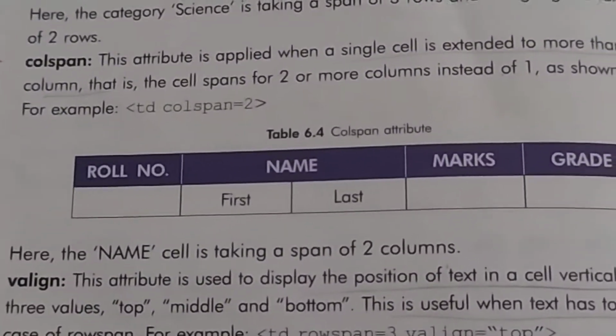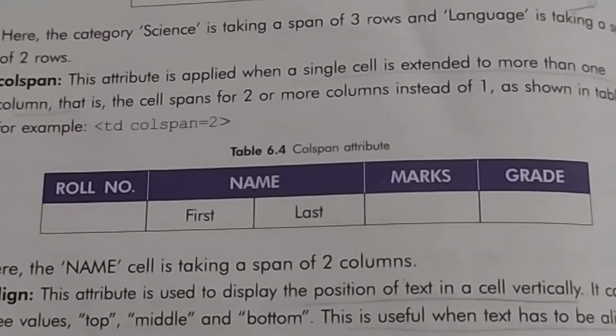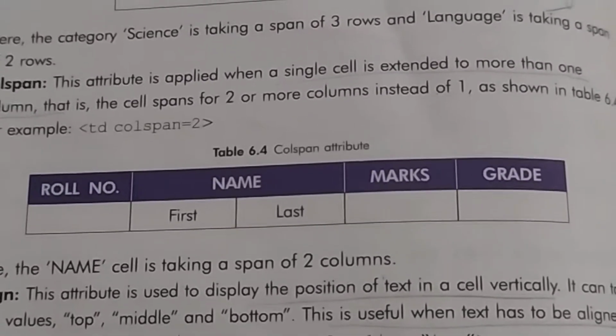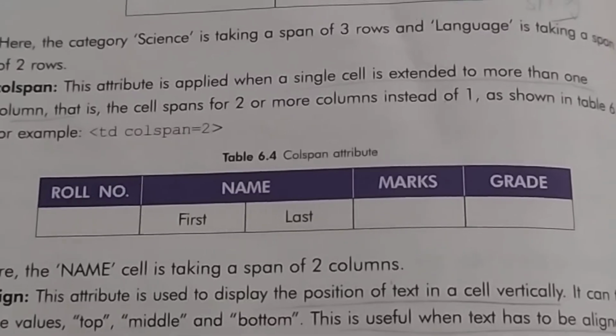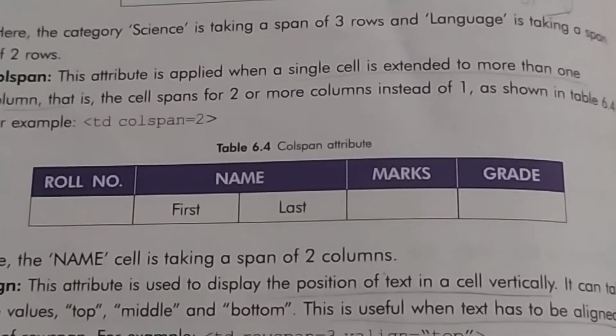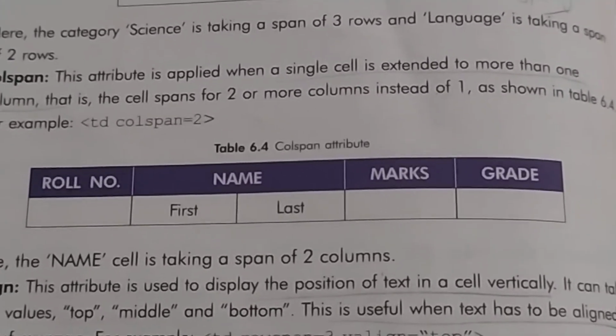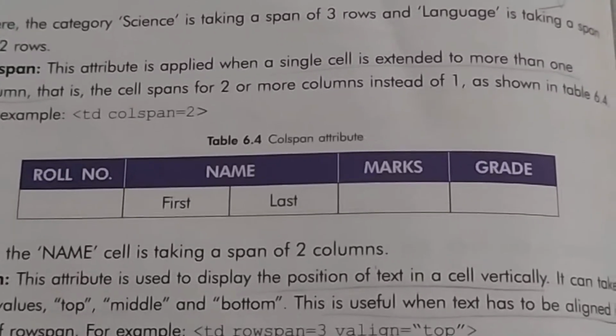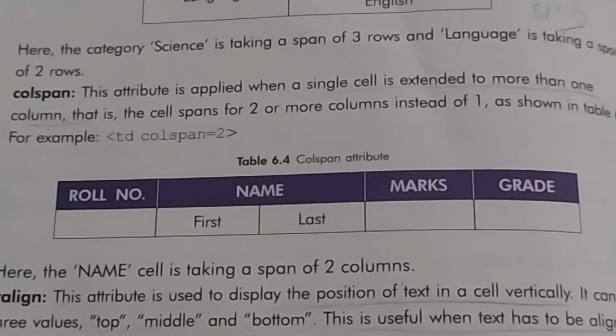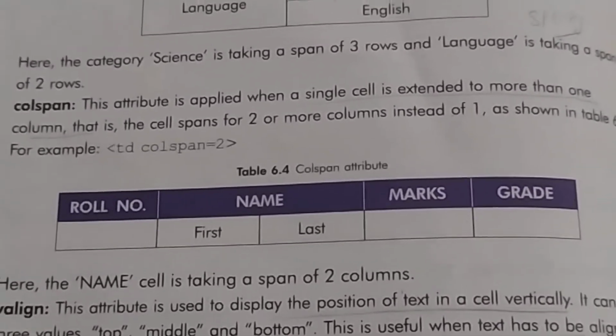And next is col span. Col span is made up of columns. When you combine two columns or three columns, however many columns you want to combine, like this. Name is a combination of two columns, first and last, so that is called col span. Now we'll do it practically.